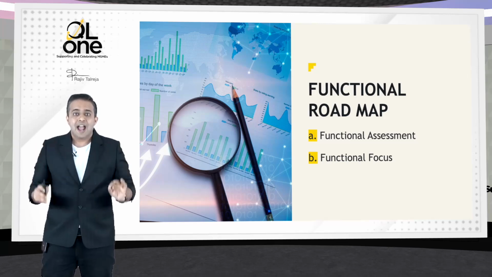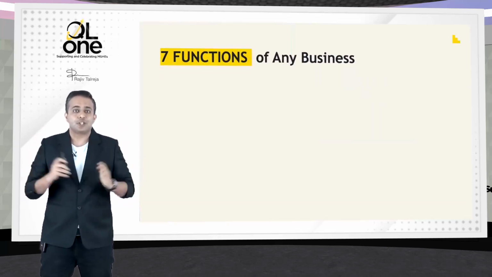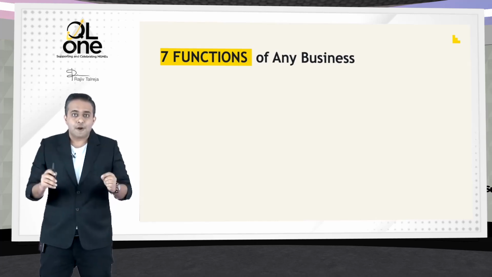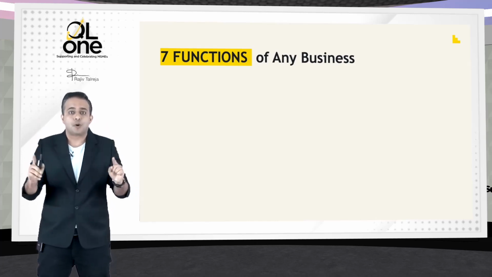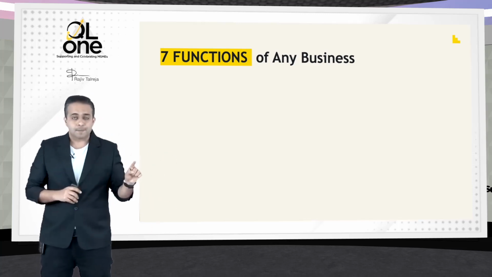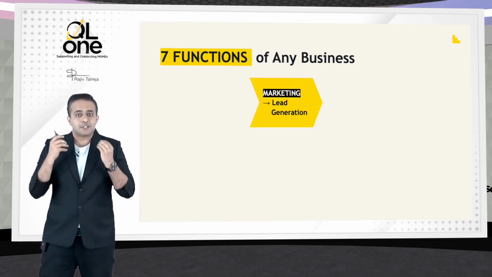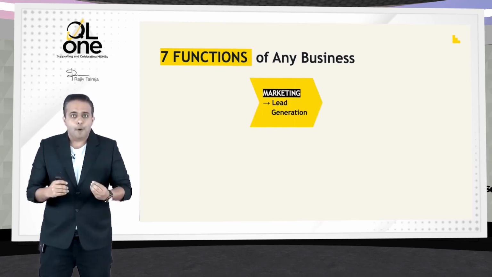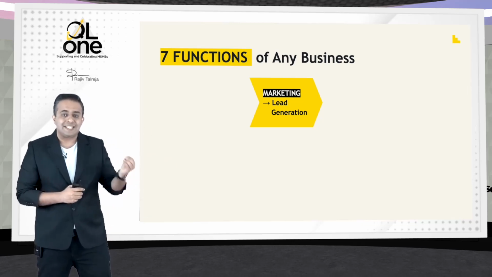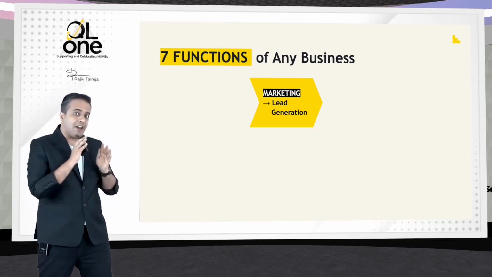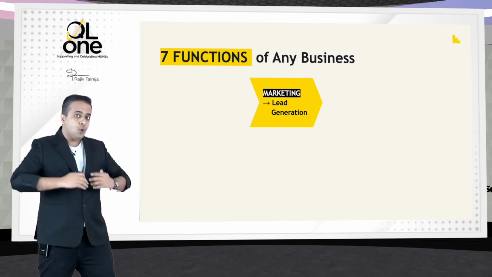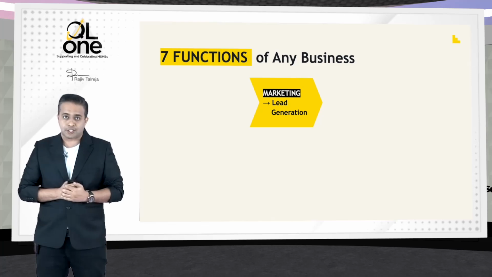Every business has 7 functions. These 7 functions are like the 7 spokes of your business's wheel. What are these 7 functions? The first function is marketing. And the job of marketing is to generate leads consistently so we have enough inquiries in the pipeline whom we can sell our products or services to.